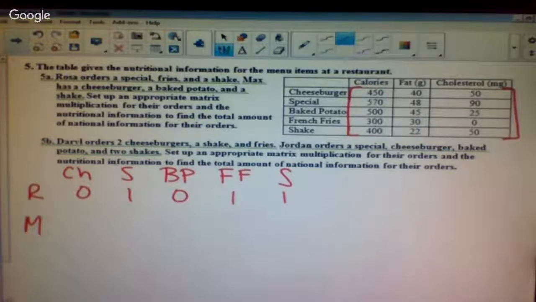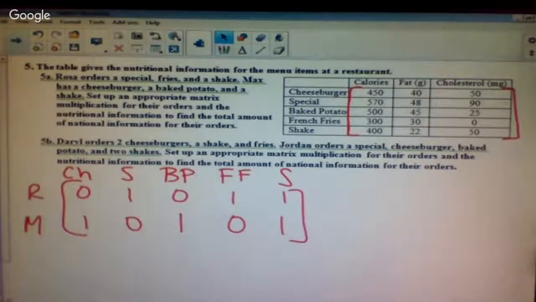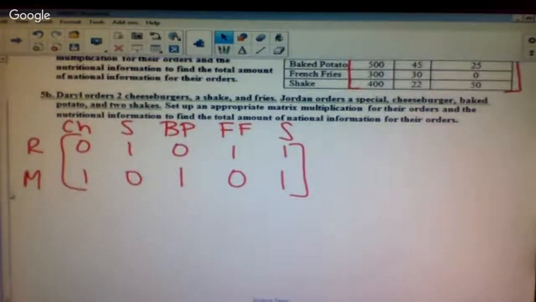Max has a cheeseburger, a baked potato, and a shake. So cheeseburger, 1. Special, 0. Baked potato, 1. French fries, 0. Shake, 1. So here's your first matrix, and you would multiply it by that matrix. Okay, let's set up the one for B before you plug this all in. That way all you have to do is go through and edit it.